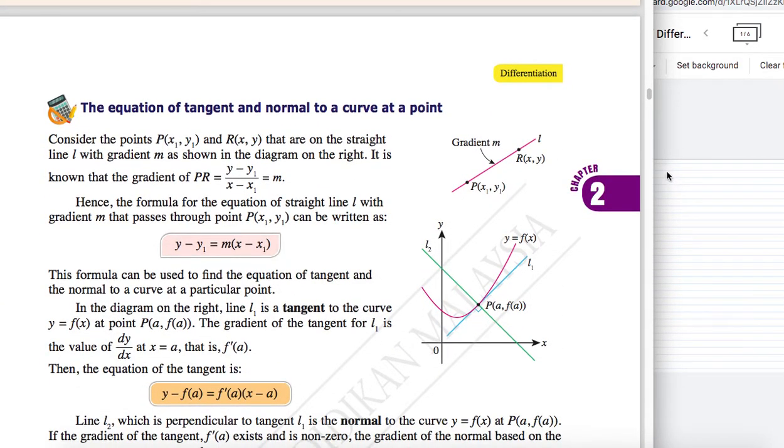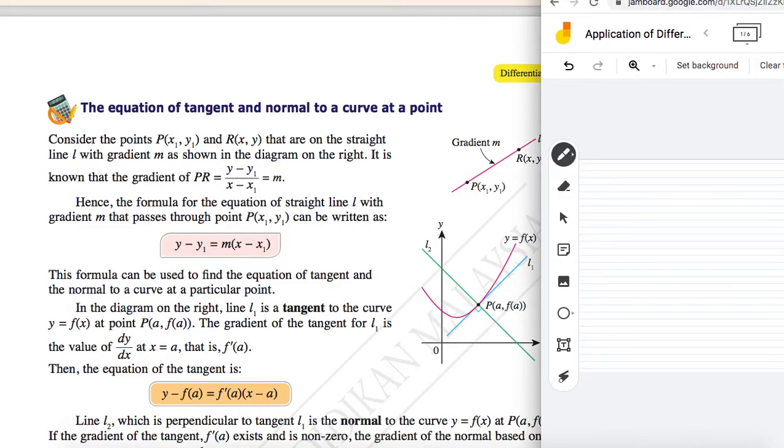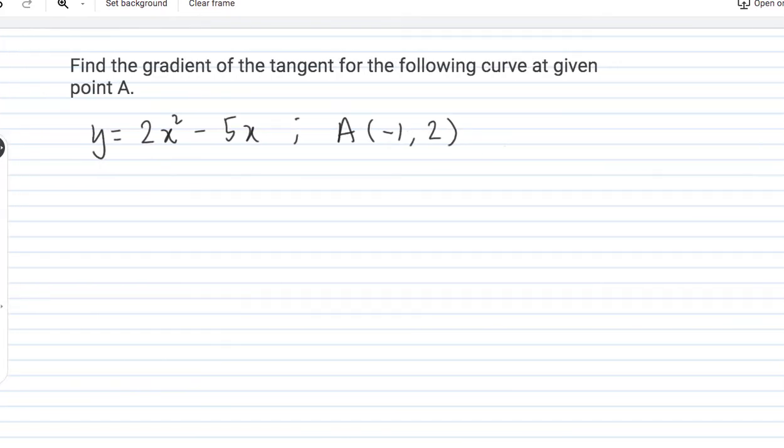Okay, let's see this. I'll give you an example. Find the gradient of the tangent of the following curve at the given point A. This is the curve. The question asks you to find the gradient of the tangent. So you need to find the gradient function first, dy/dx. dy/dx equals 4x minus 5.